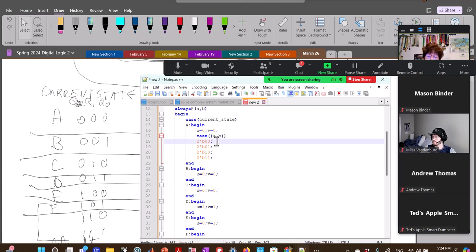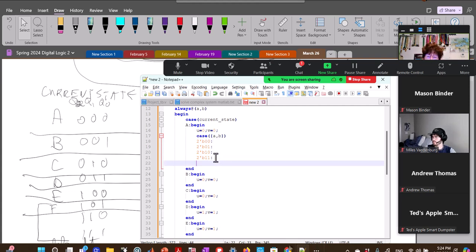Okay, so for each state, you want to say what's the next state based on the input. And so the next state, and I used a blocking assignment. It shouldn't matter. An equal should probably work just fine as well. Next state was A.